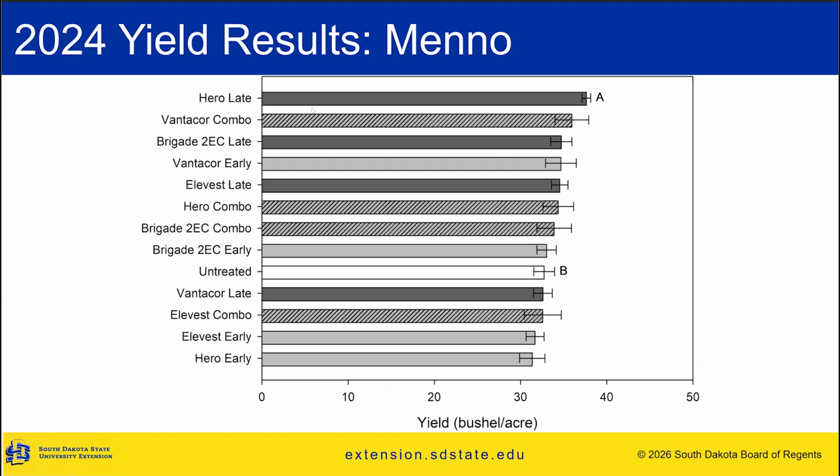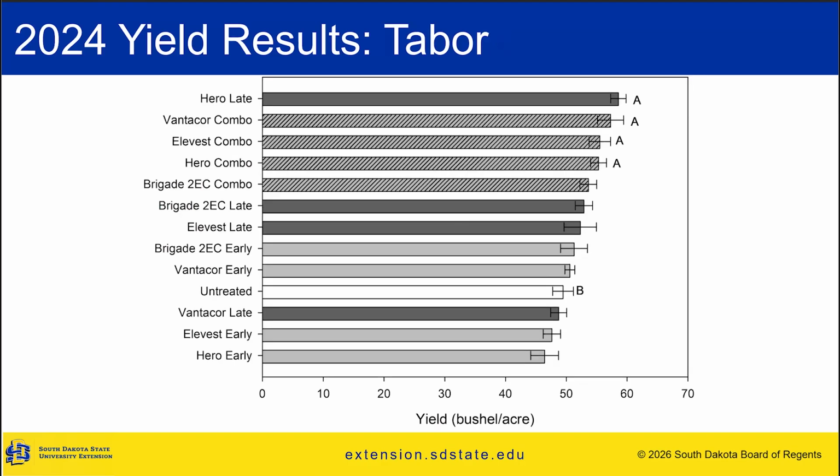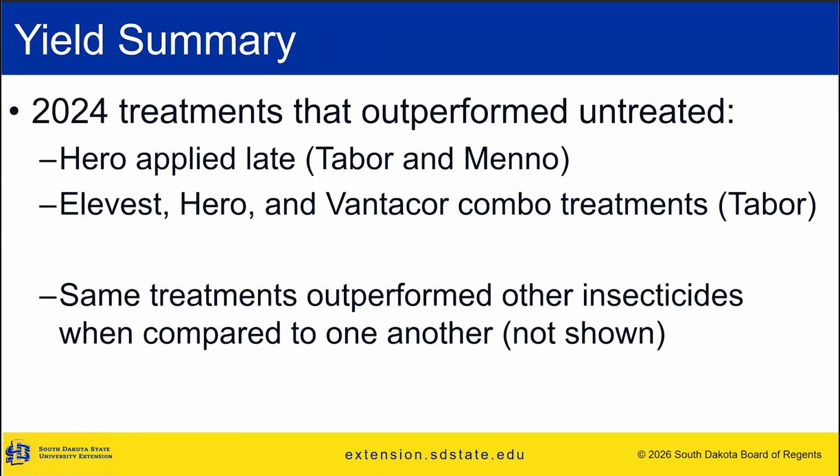The main thing I want to point out is that Hero insecticide applied late July had significantly better yield than the untreated control. Nothing else really stood out at our Minnow location. And then if we look at our Tabor location where we had higher pressure of the Dectes stem borer, we saw that there were actually 4 products. Hero late again did very well, and then Vantacor, Elevest, and Hero in combination, so that's early and late, all outperformed our untreated control. What this tells us is that that initial historical management recommendation of not using insecticides maybe is not the best recommendation because it looks like we can get some economic returns.